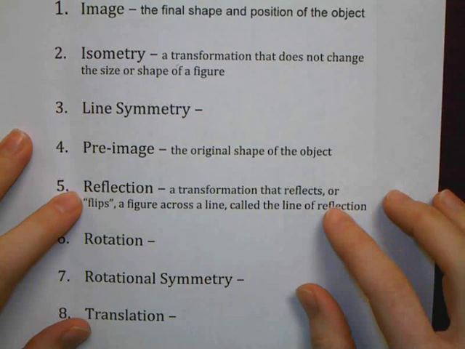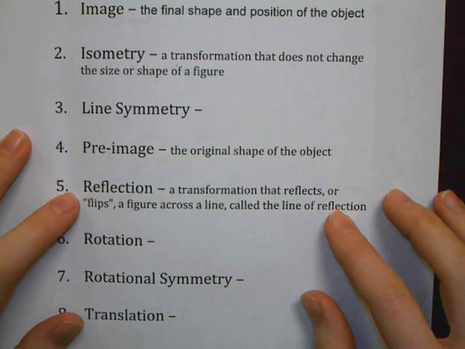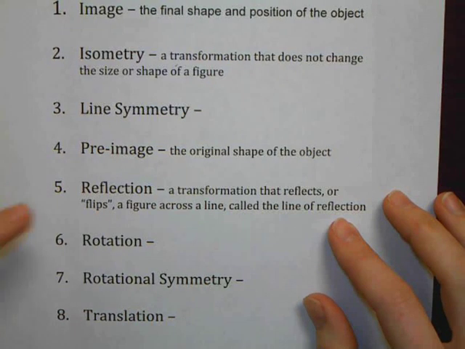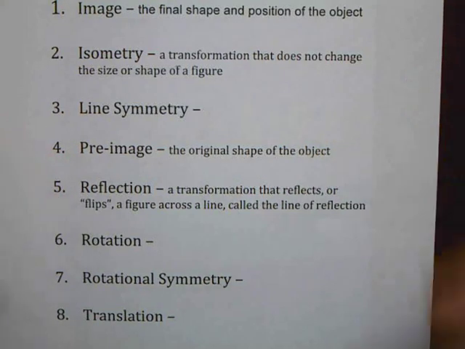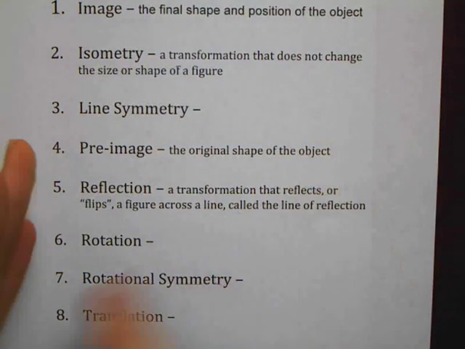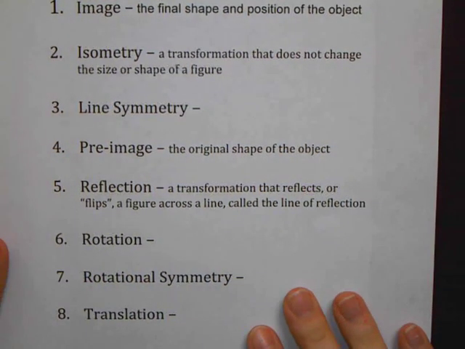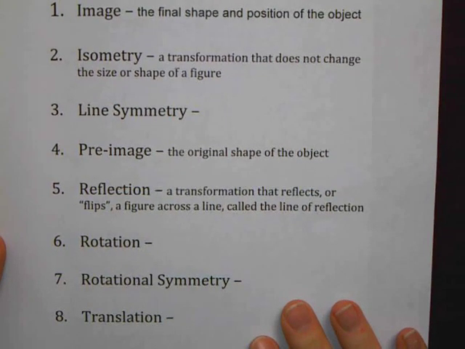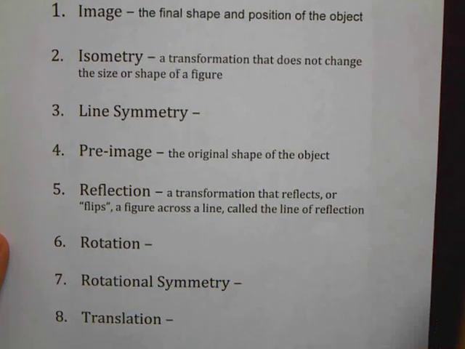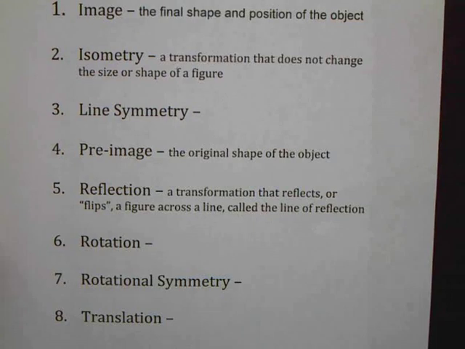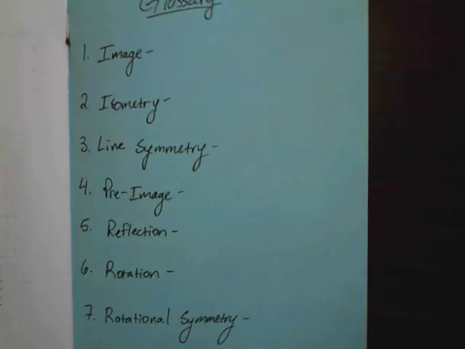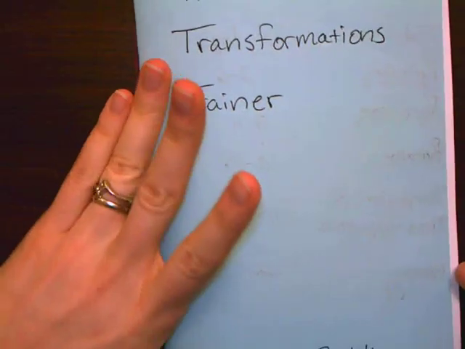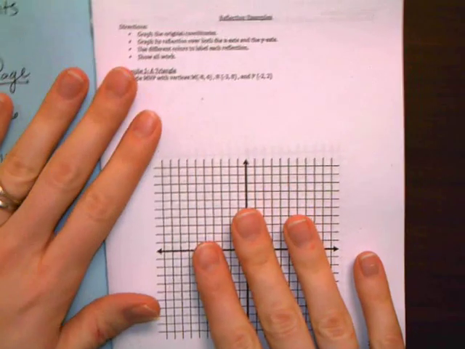And what we're going to be focusing on today is an isometric transformation called a reflection. A reflection just takes a figure and flips it over. So it's going to look like a mirror image of itself, and we're flipping over a line. Today we're going to be flipping images over the x-axis and over the y-axis, and those we will call our lines of reflection. Okay, so go ahead and turn to page 2.